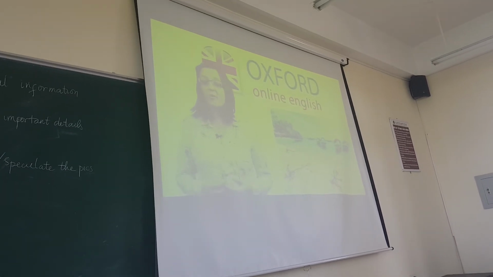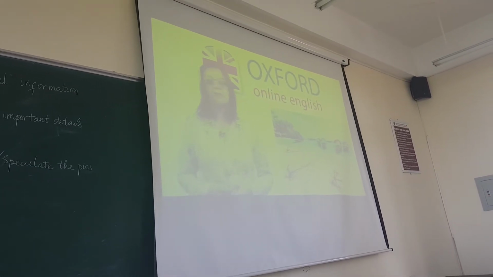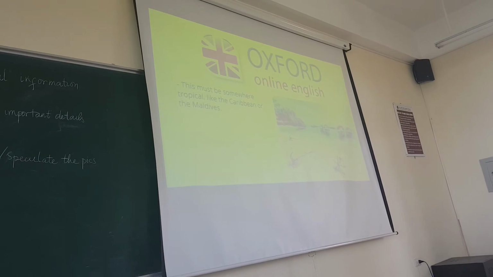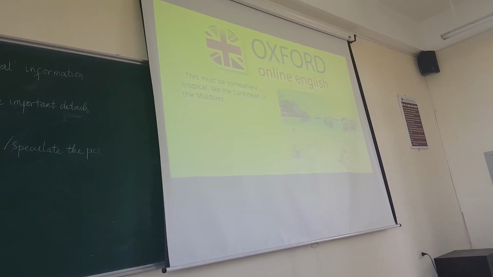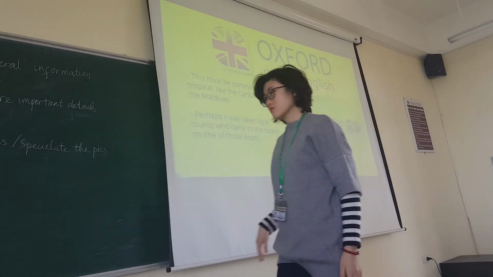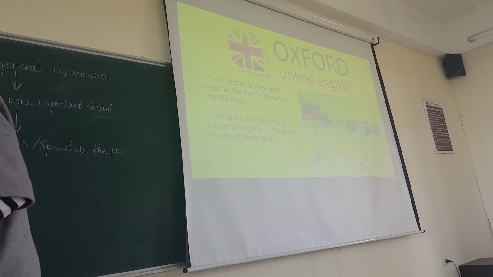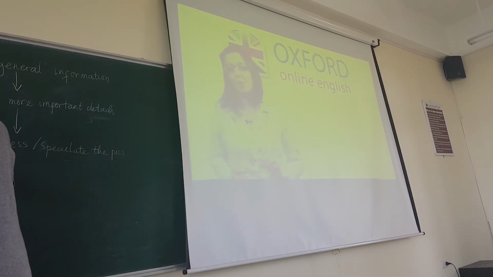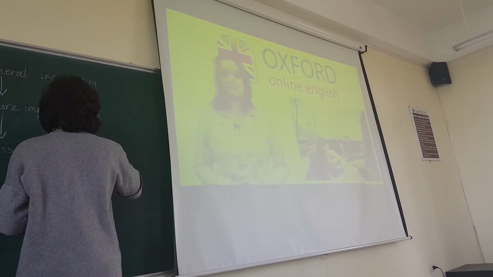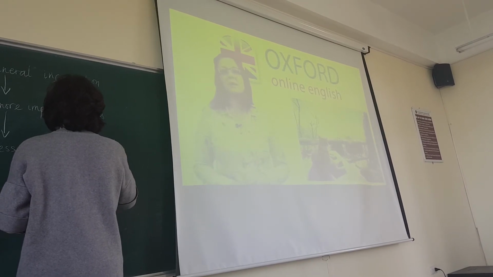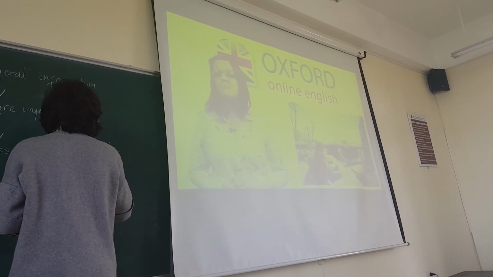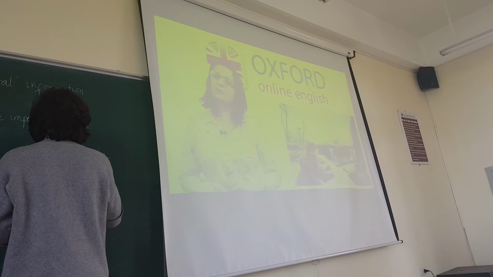Let's do one more example. What could you say about this picture? Let's do this one together. You could say, this must be somewhere tropical, like the Caribbean or the Maldives. Perhaps it was taken by a tourist who came to the beach on one of those boats. Okay, one more. This time you have to do it yourself. Here's your picture. Make at least 2 sentences to speculate about the context of the picture. Think about where and when it was taken, who took it, and what the photographer was doing there.